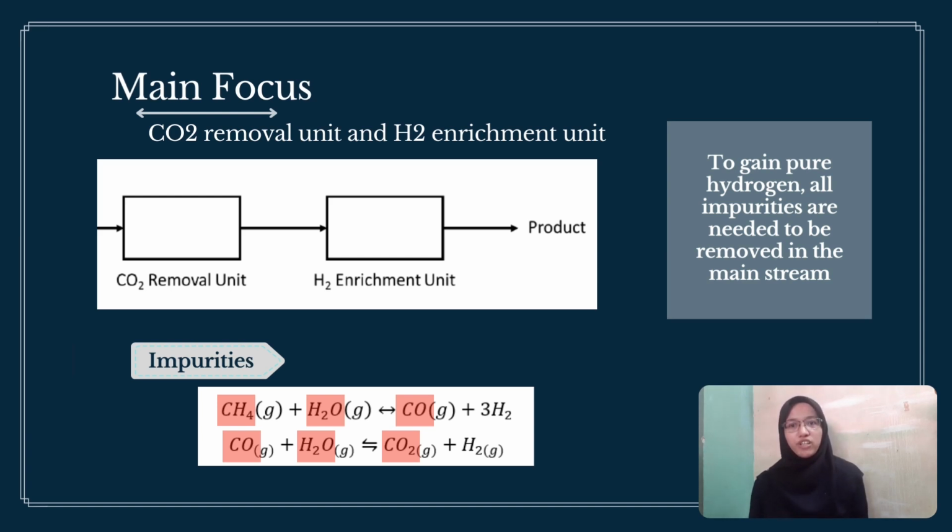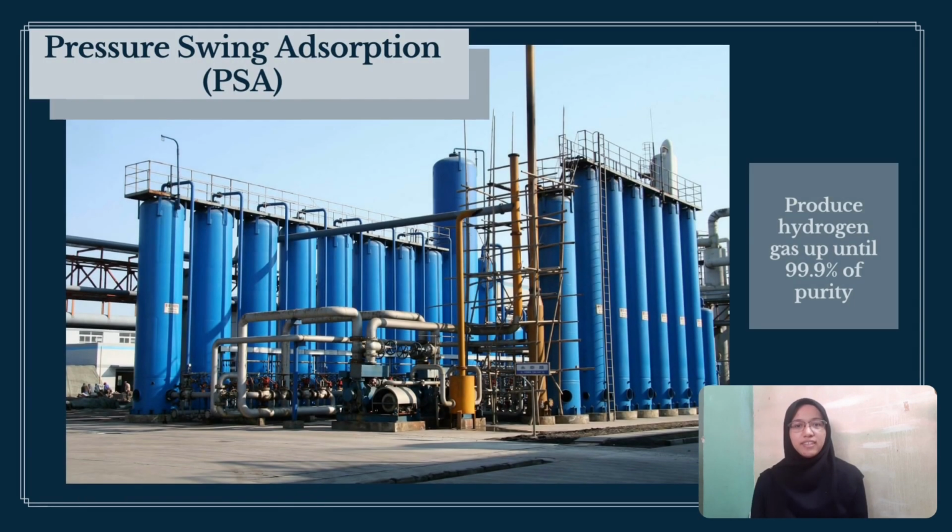In order to gain pure hydrogen, we need to remove all the impurities present in the product stream. Hence, a unit operation known as pressure swing adsorption (PSA) is being utilized to remove these impurities from the mainstream to produce a high purity of the hydrogen gas, up to 99.9% purity.